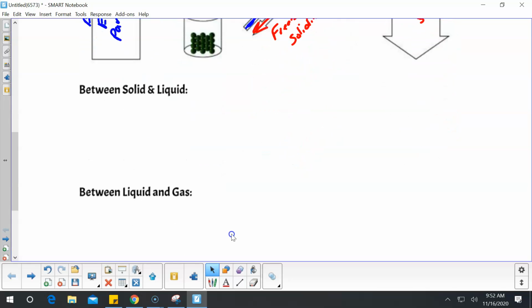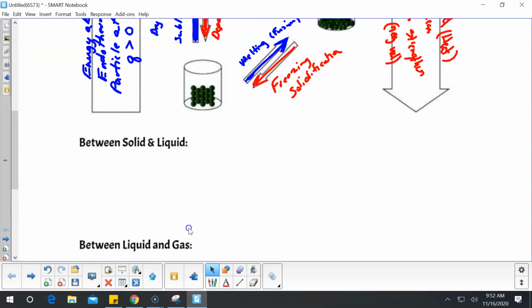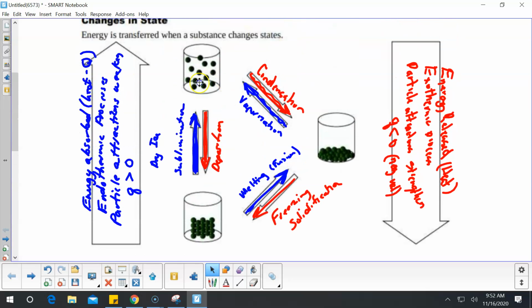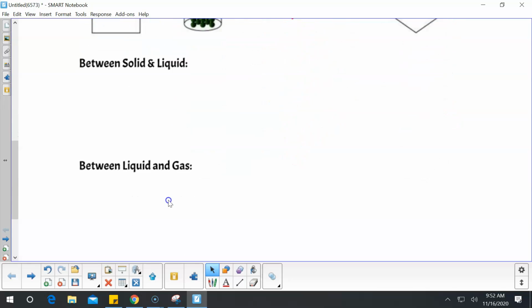So we want to talk about the difference between a solid to a liquid and a liquid to a gas. We will never deal with any problems that sublime or go through deposition. So that's going from a solid to a gas or a gas to a solid, skipping that liquid phase. So we are only going to deal with the two that go from solid to liquid and liquid to gas.